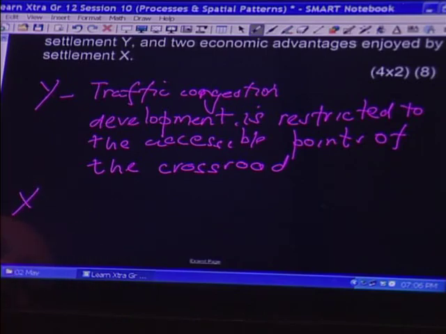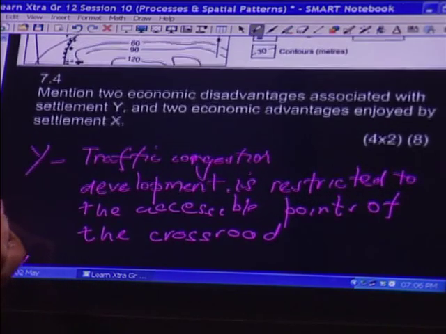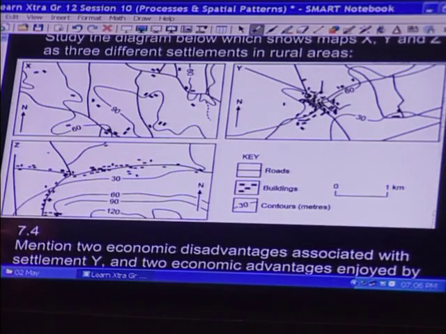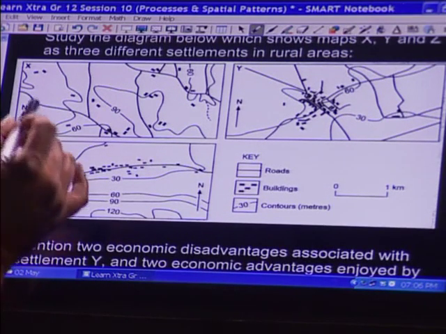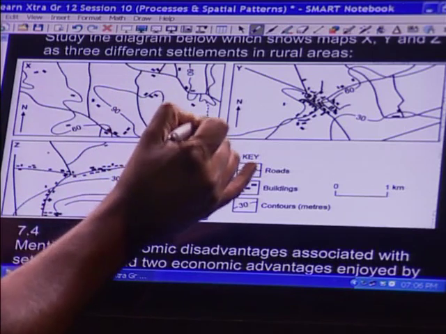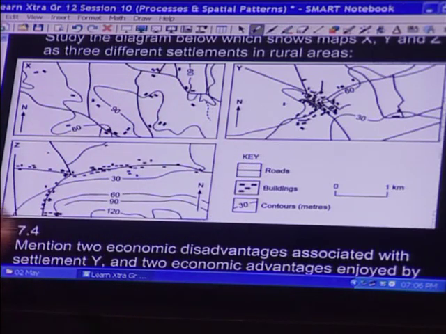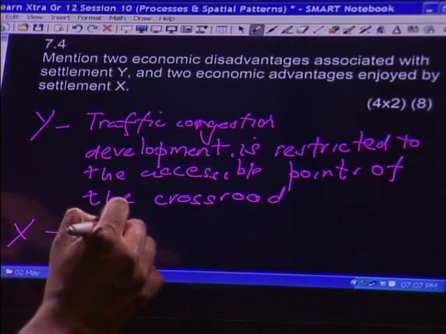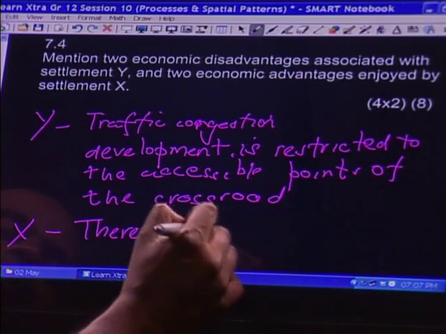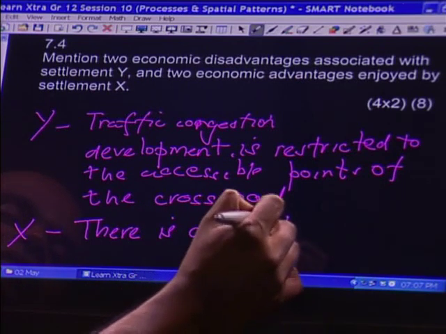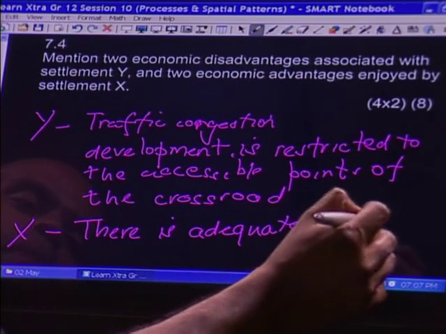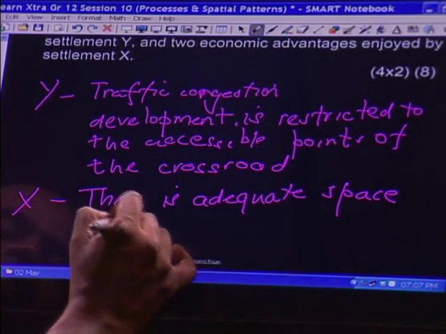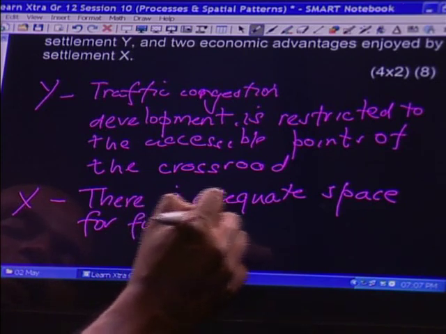Let's look at settlement X and the economic advantages. What are the economic advantages of settlement X? If you look at it, it's having a random dispersed pattern. Development occurs. There is ample space. There is adequate space for further development.